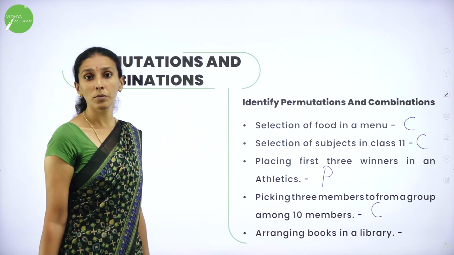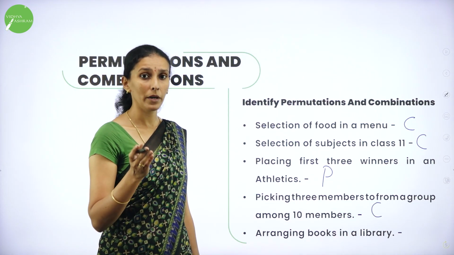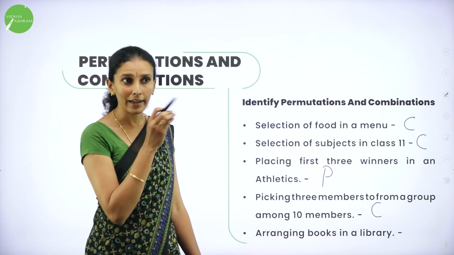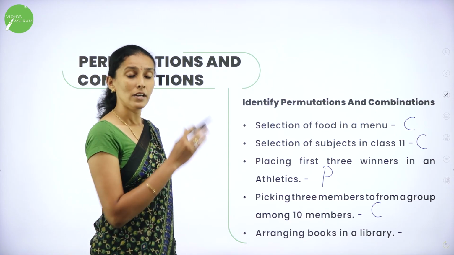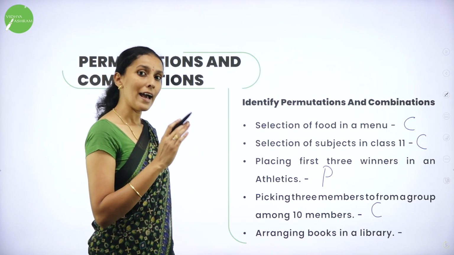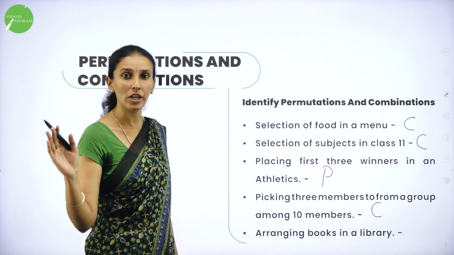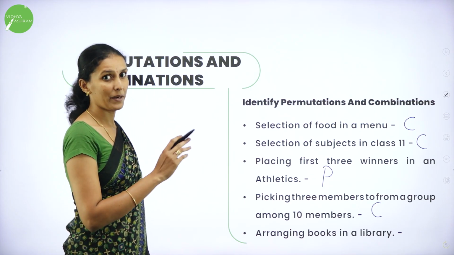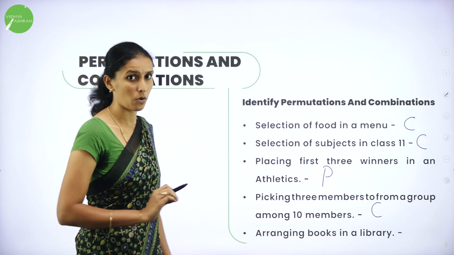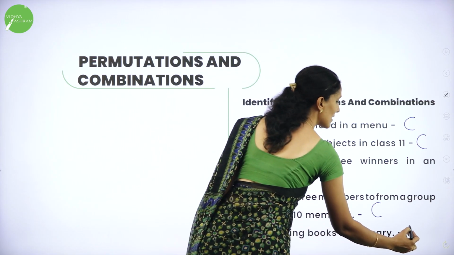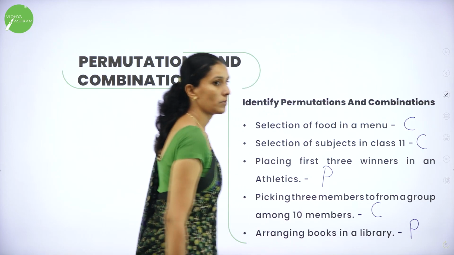Arranging books in a library. What do you think? It's a combination. Can you put any books under any shelf everywhere? No. A library is nothing but arrangement. So all the subjects are arranged in different shelves, right? So therefore arrangement matters in library. That is, order of the books matters. So therefore this is an example for permutations.